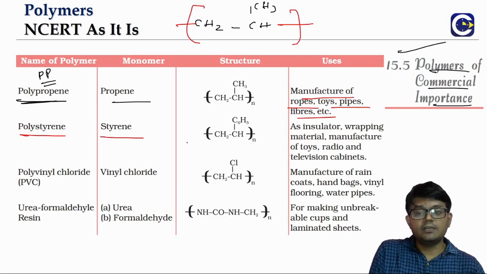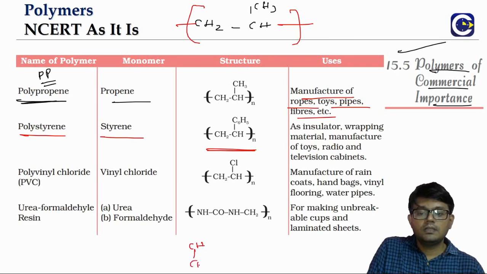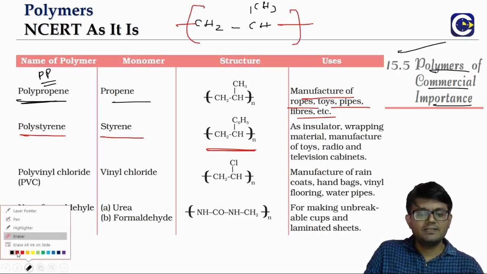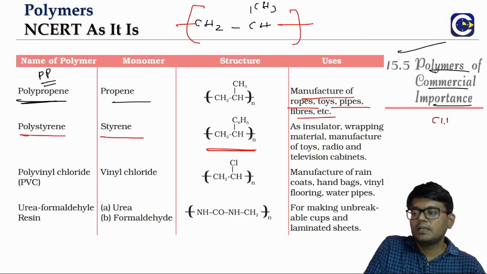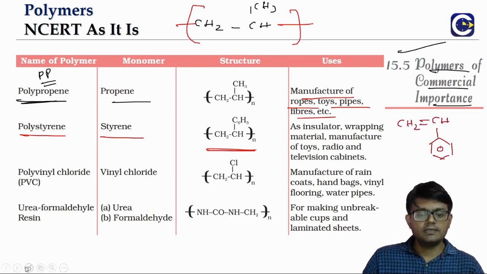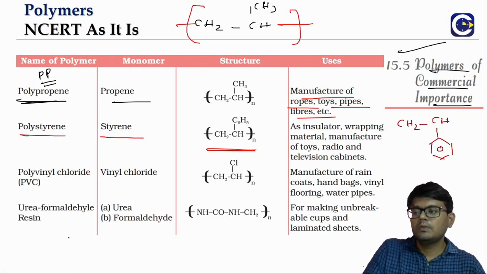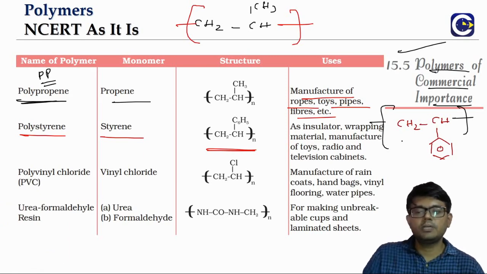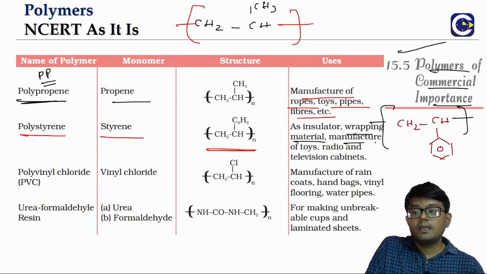Then we have polystyrene. Already we have seen this. So styrene is what? We don't have much space to write the structure, but yeah, so we'll write the structure over here. Styrene is what? CH, benzene ring, double bond CH2. So here if you remove the unsaturation, we will be able to form the polymer. All these are what? Addition polymers, polystyrene. Where is it used? It is used as an insulator, wrapping material, manufacturing of the toys.